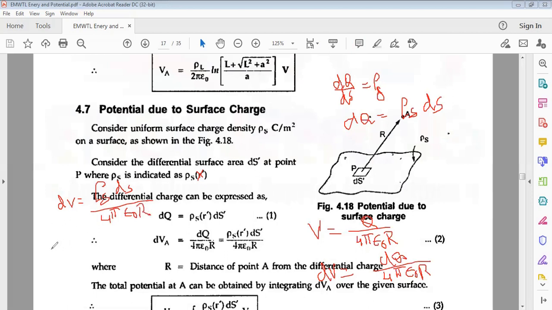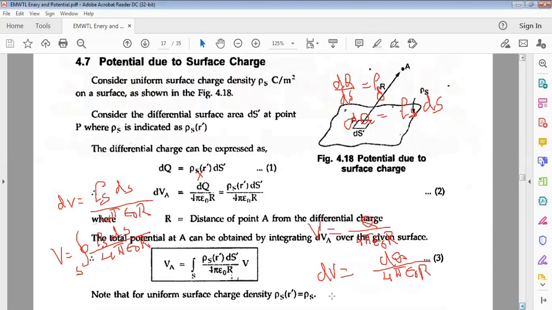Now apply the integral on both sides. So V is equal to, not the volume integral, the surface integral of rho S dS by 4 pi epsilon naught R. This is the potential due to the surface charge. There is no need to write rho S of R dash; for a uniform charge density, rho S of R dash is equal to rho S.